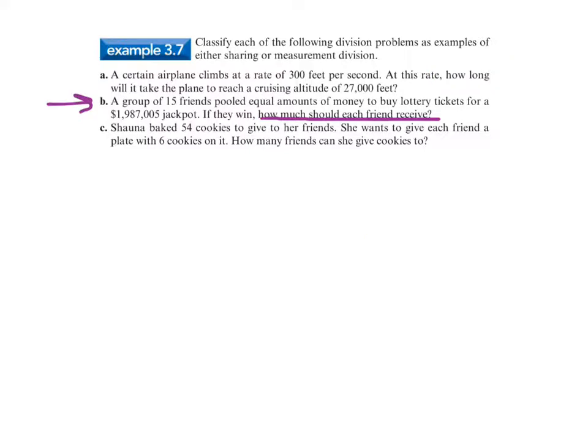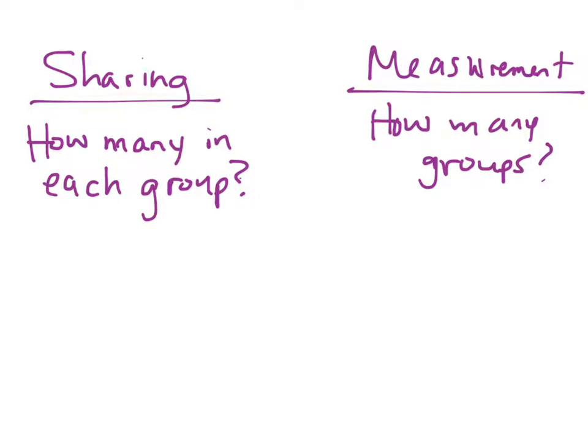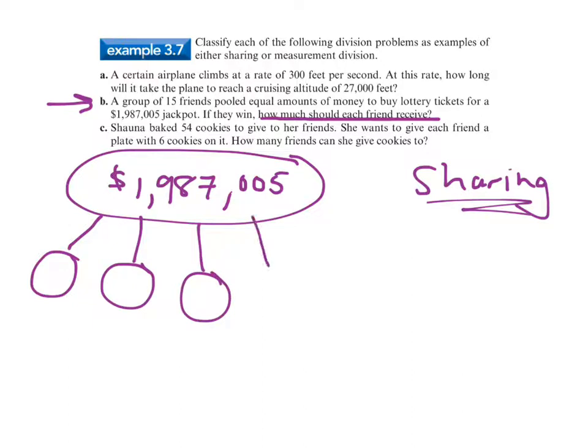15 friends, and they have this large amount that they want to divvy up to each other. And here it's even appropriate to say they want to share this money with each other, which kind of clues you in as to the answer. Alright, so let's check and make sure. If this is a sharing problem, then we should be asking how many in each group. Right, so what are the groups? Well, there are 15 friends. So in other words, the money is being split 15 ways.